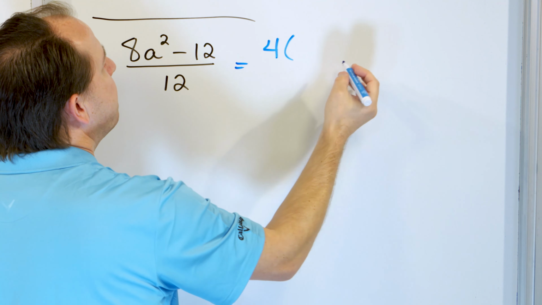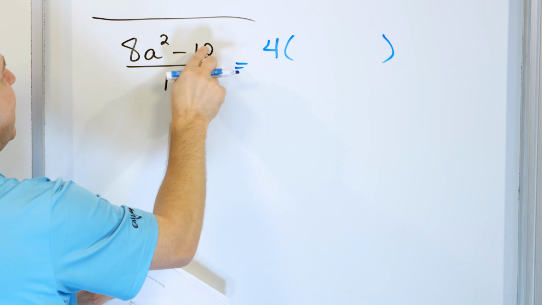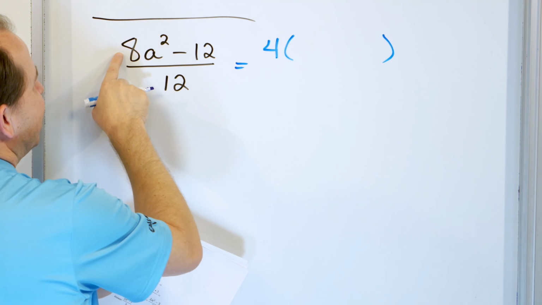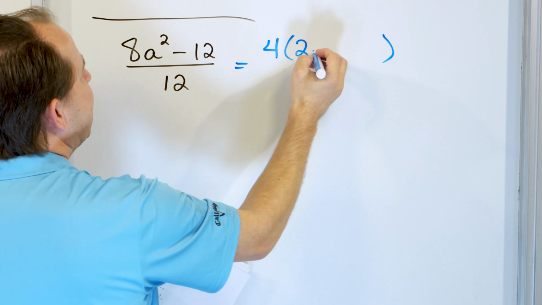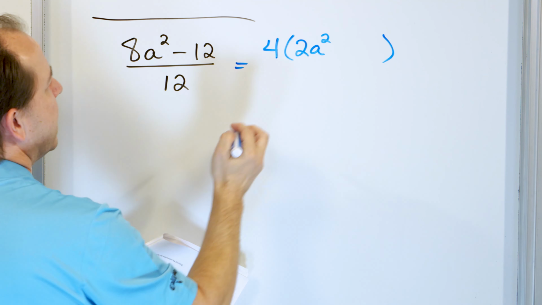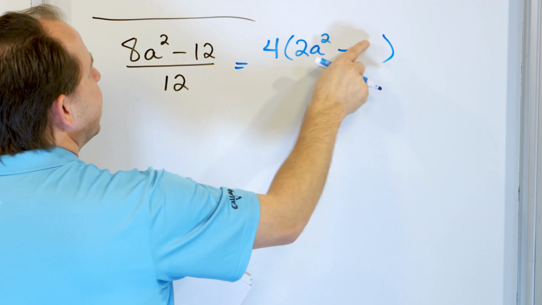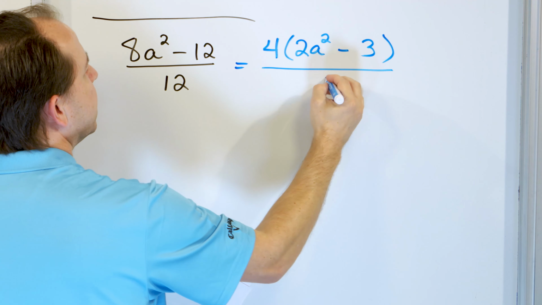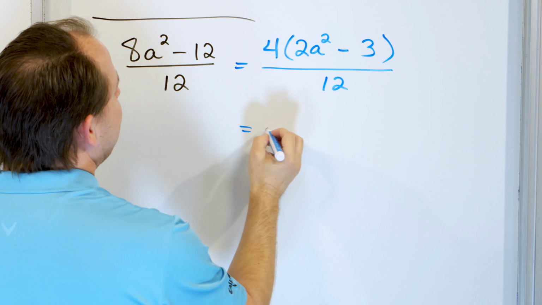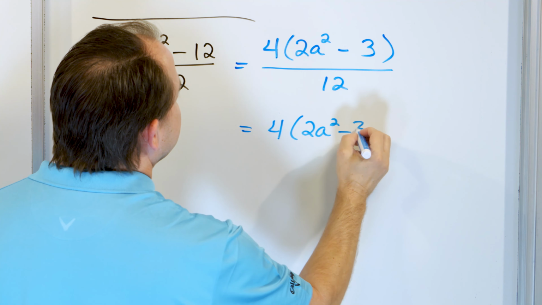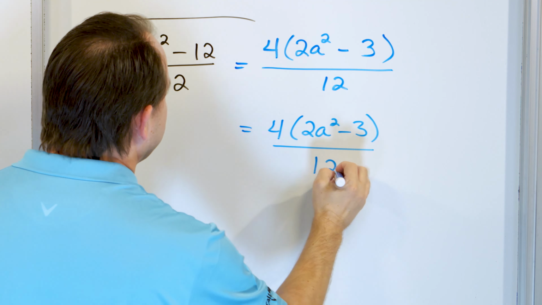You want to factor out the biggest thing you can. I cannot pull out any a's because I don't have any over here. So 4 times something is 8, 4 times 2 is 8, and I need an a squared here so that when I multiply this in, I get 8a squared. Then a minus sign. 4 times something is 12, 4 times 3 is 12, and all this stuff is in the numerator. On the bottom, I need a 12. So let me rewrite what I have. 4 times 2a squared minus 3, over 12.